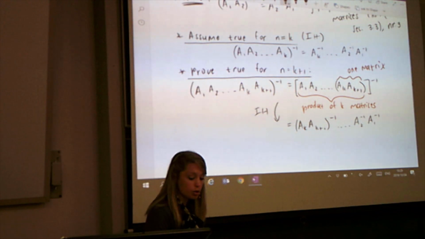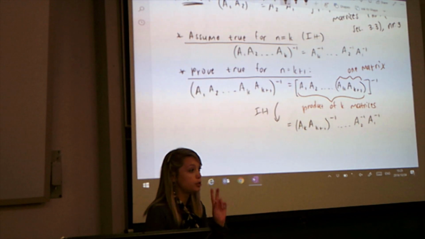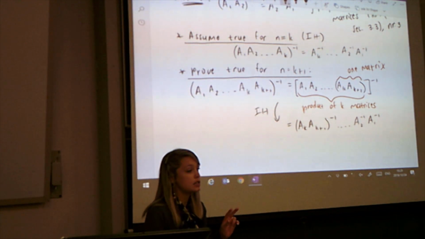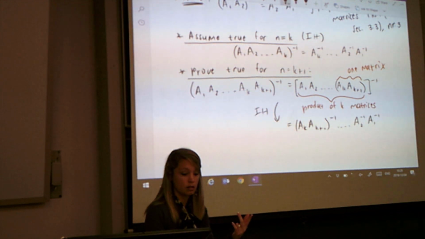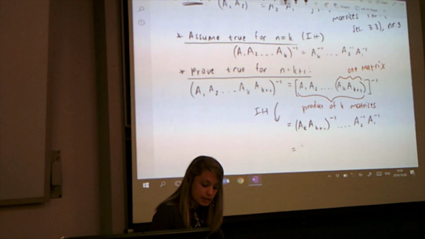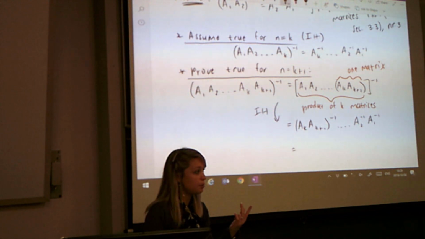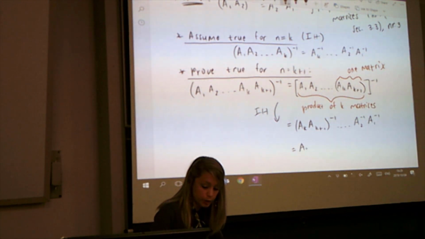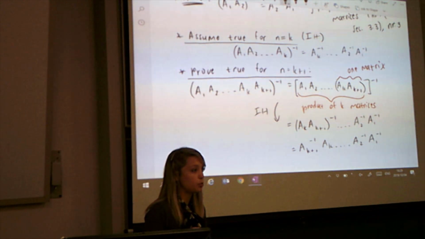And we also know that the inverse of the product of two matrices is the product of the inverses of those two in reverse order. That was our base case. So in our next step, I'm now going to write this inverse as the product of two inverses by swapping the order. And then I still have A2's inverse, A1's inverse, and that's what I wanted to prove.